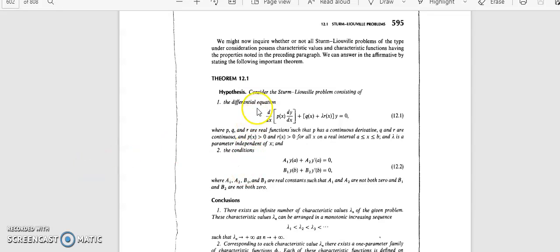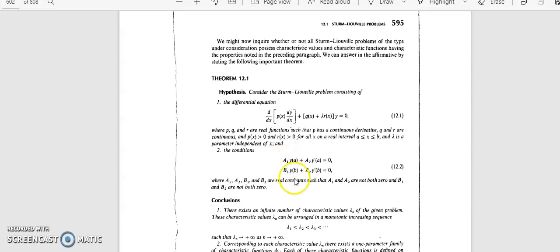So here we have the problem. Consider the Sturm-Liouville problem consisting of the differential equation d by dx of p of x dy by dx plus q of x plus lambda r of x times y equal to 0. Here p, q and r are real functions, p has a continuous derivative, and q and r are continuous. Also p greater than 0 and r greater than 0 for all x in the interval a to b, and lambda is a parameter which is independent of x. This is how we defined our Sturm-Liouville problem.